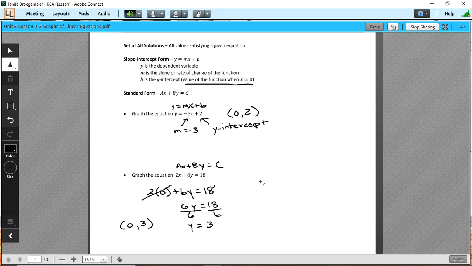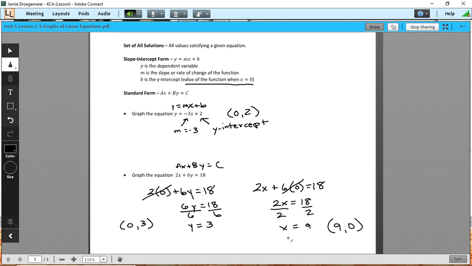I could do the same thing to find my x-intercept by plugging in 0 for y. So when I plug in 0 for y, notice 6 times 0 is just 0, so that zeroes that term out, and I'm just left with 2x equals 18. To solve for x, we undo that multiplication by 2 by dividing by 2 on each side, and we get that x equals 9. And so when x is 9, y is 0. I now know my x- and y-intercepts, and so I could plot those 2 points and then draw the line in between them.